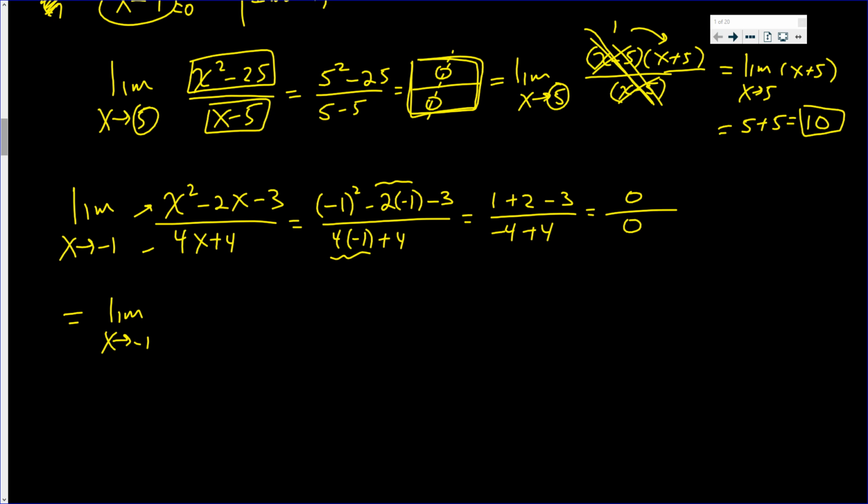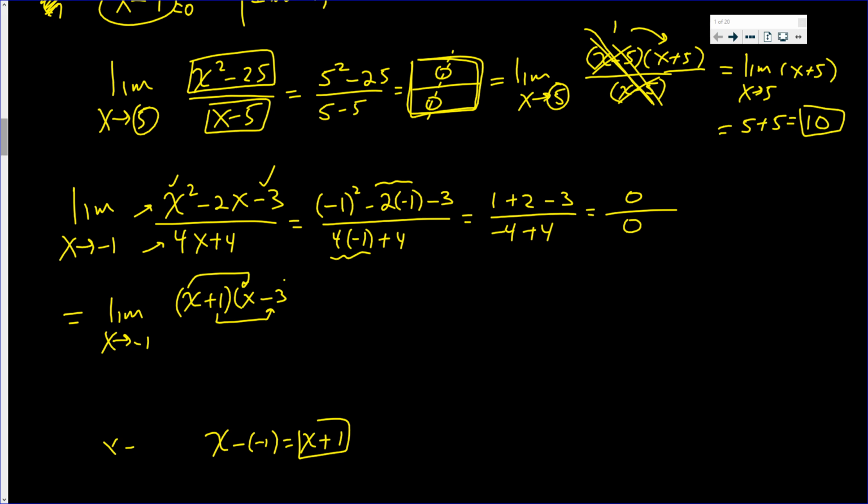Again, since the top and the bottom are polynomials, x minus -1, better known as x plus 1, must be a factor. When you factor the top, you get x plus 1, and the only way you're going to get an x squared and a -3 is to put an x, which gives you the x squared, and a -3, which gives you the -3. So x plus 1 times x minus 3.